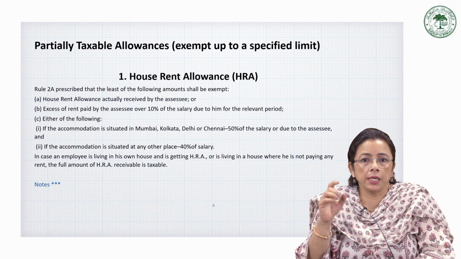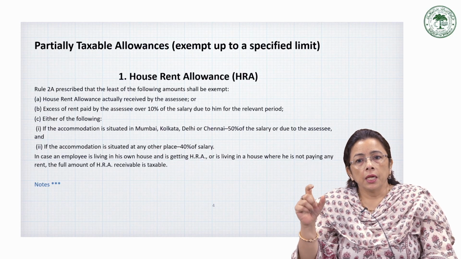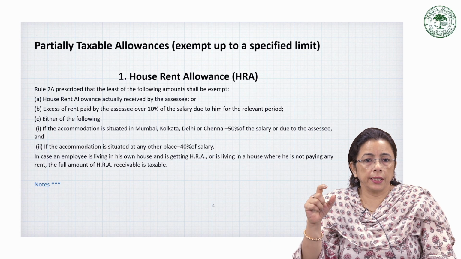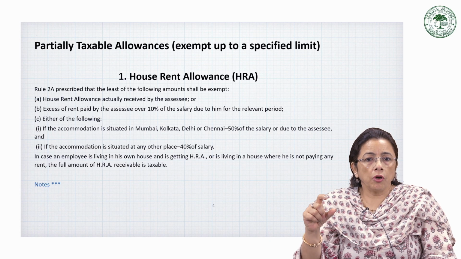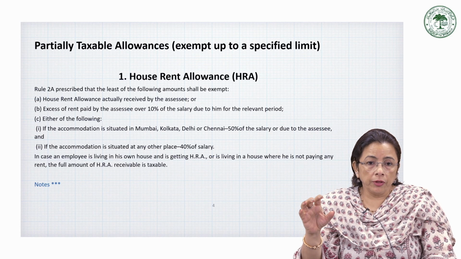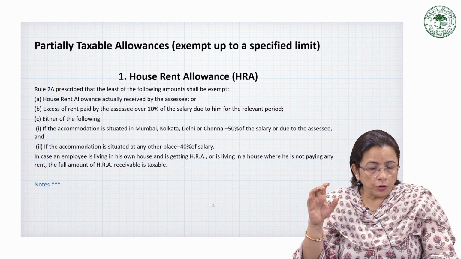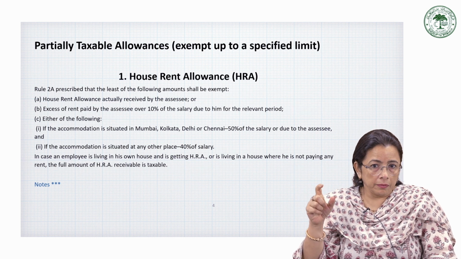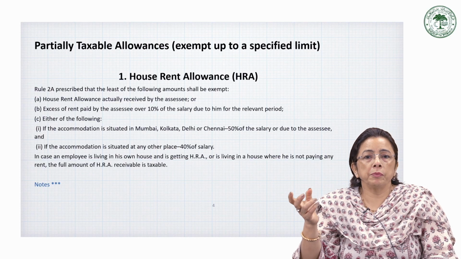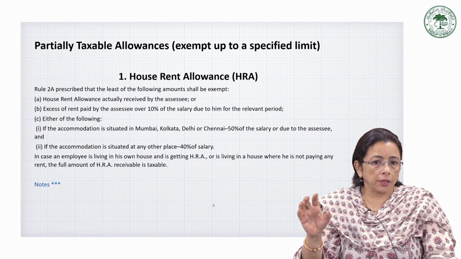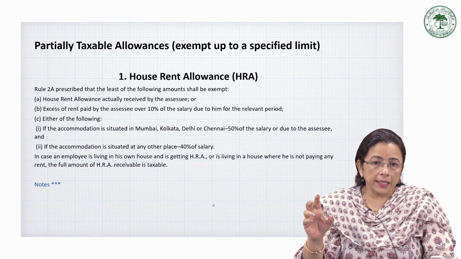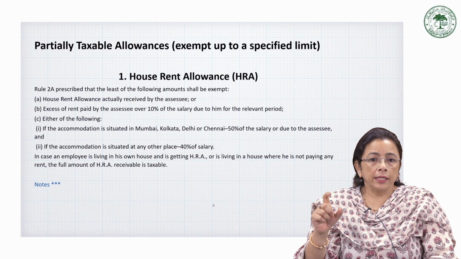These allowances are intended to reimburse the employee for certain personal or employment related expenses, and the most common among these are some of them which we are going to discuss in detail. Some of the popular ones are entertainment allowance, house rent allowance, etc. We are going to discuss them one by one in detail in order to understand them better.